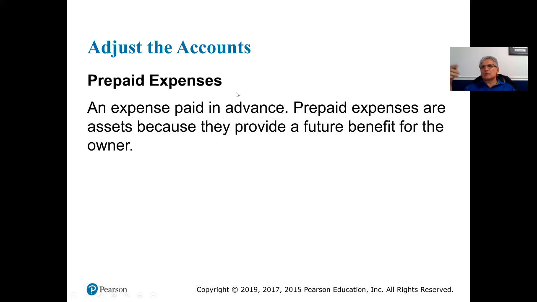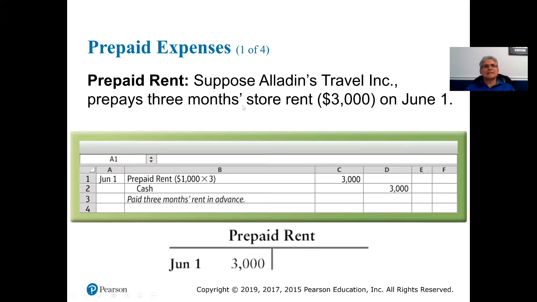The first example is a deferral, and this is similar to what I was explaining. We have what's referred to as prepaid expenses. A prepaid expense is an expense paid in advance. The prepaid expenses are assets because they provide a future benefit for the owner. So let's suppose Aladdin's Travel Incorporated prepays 3 months store rent for $3,000 on June 1st.